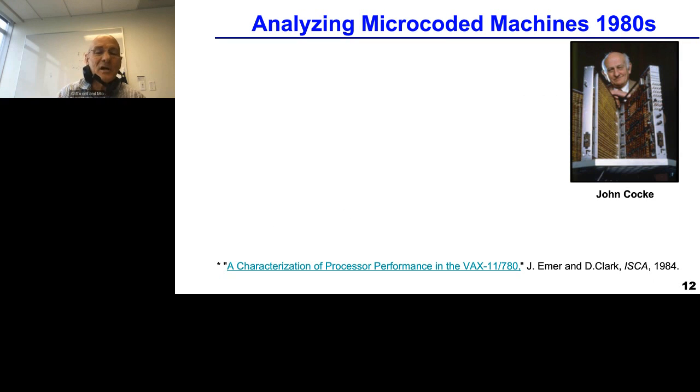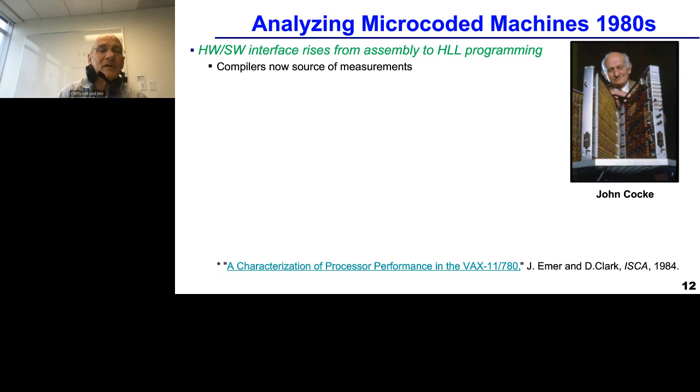This is a picture of John Cocke of IBM, a tremendous researcher and another winner of the Turing Award. Now you remember we talked about as a lesson that when you raise the hardware-software interface, that allows innovation. And what was happening about then is we were switching from programming in assembly language to primarily or exclusively programming in high-level languages. An example of that was the Unix operating system was written in C instead of an assembly language. So now the output of the compilers is the source of the measurements.